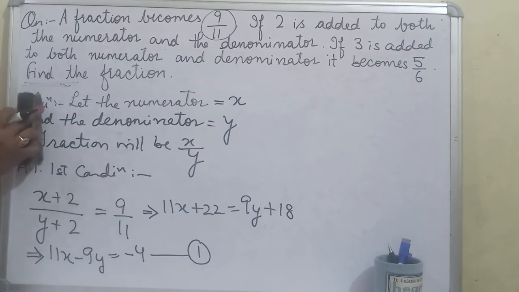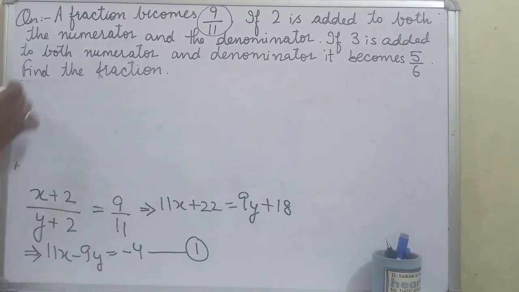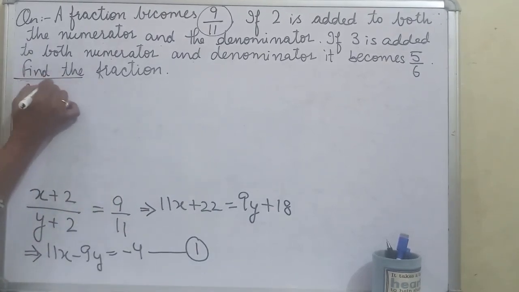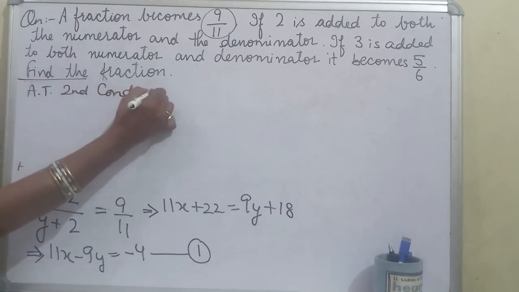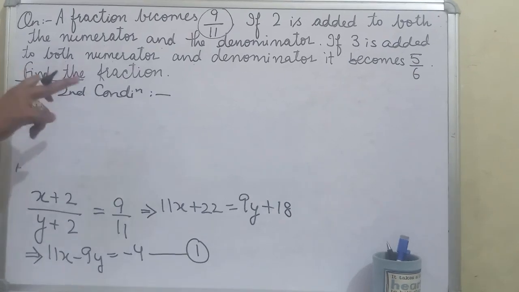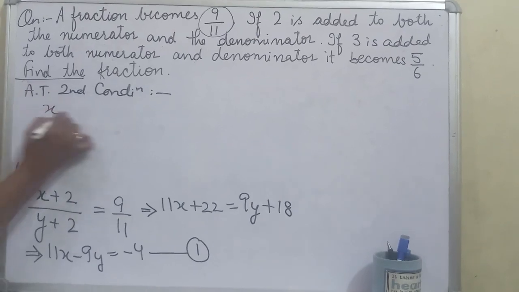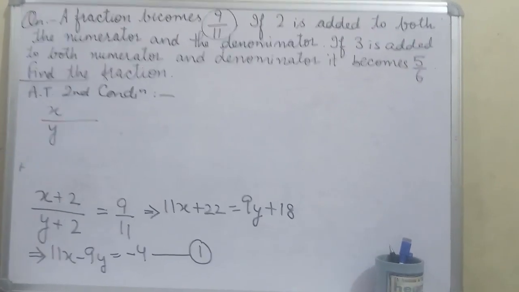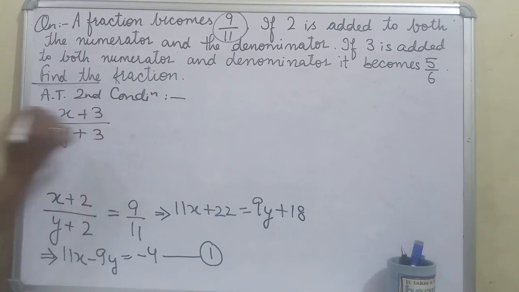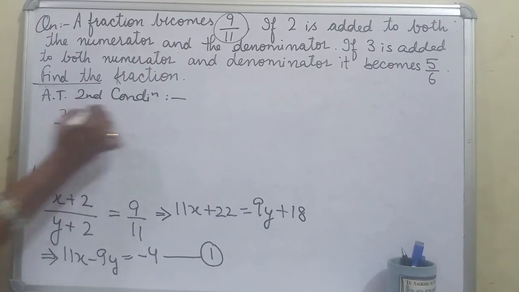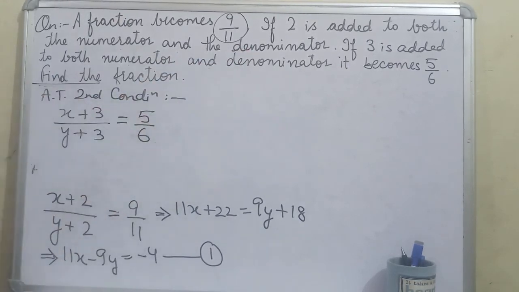So I'm going to rub this. According to the second condition, what will be the second condition? If 3 is added to both numerator and denominator. So how can I write that? This is the numerator and denominator, right? And 3 is added to both numerator and denominator, and it should be equal to 5 by 6.